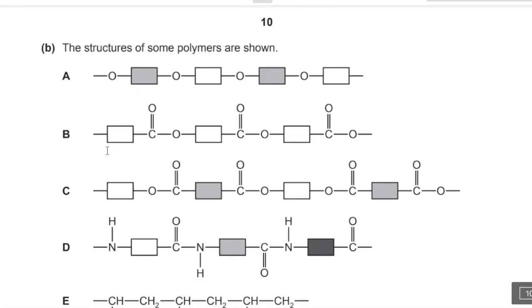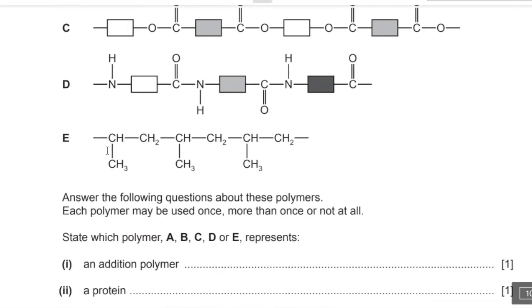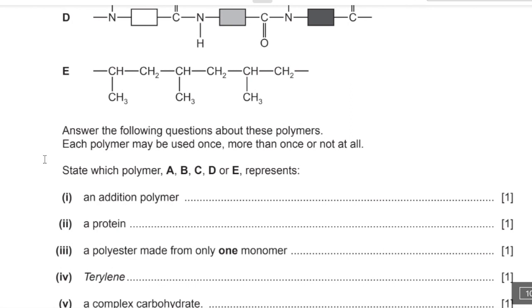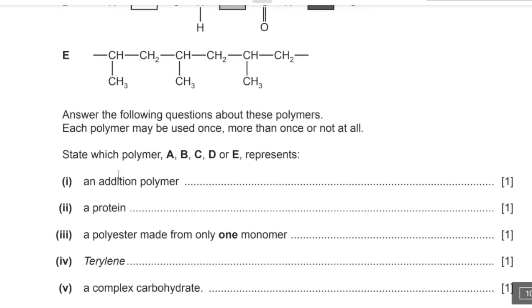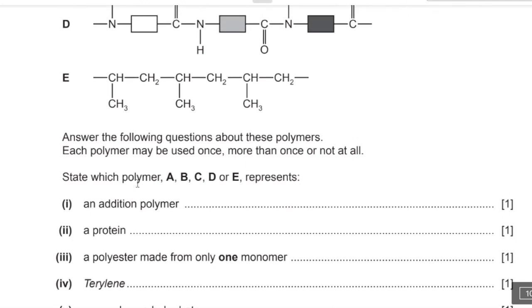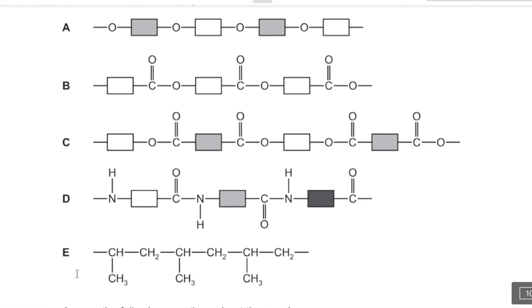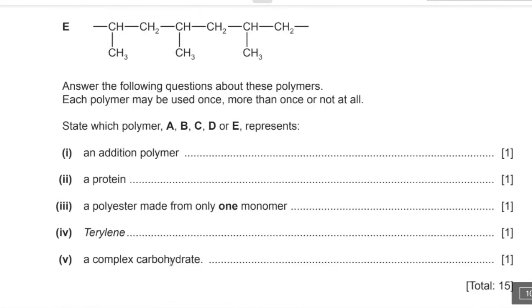B. The structures of some polymers are shown. Answer the following questions about these polymers. Each polymer may be used once, more than once or not at all. Alright, the first part is an addition polymer. So an addition polymer is made up of the same repeating monomer. And in this case, it's E over here.